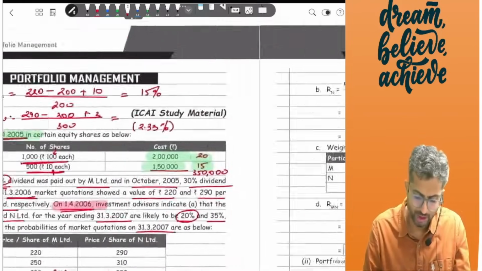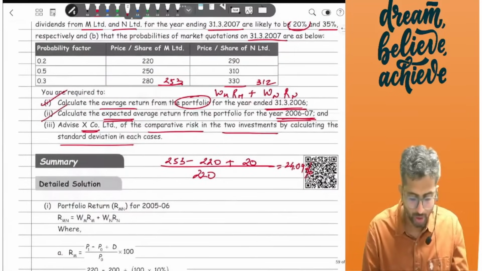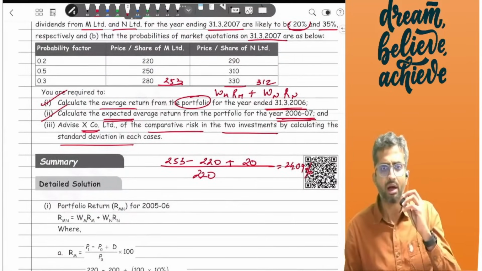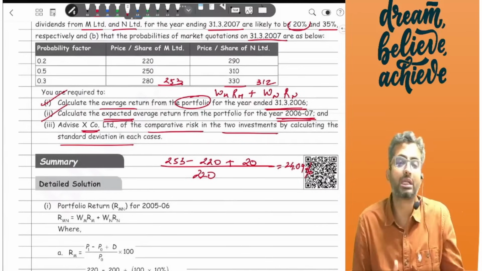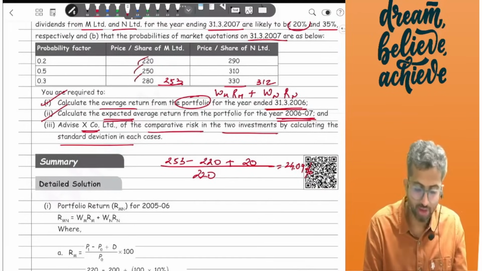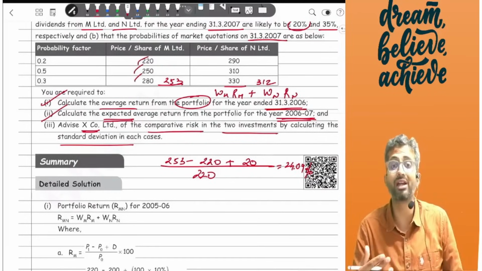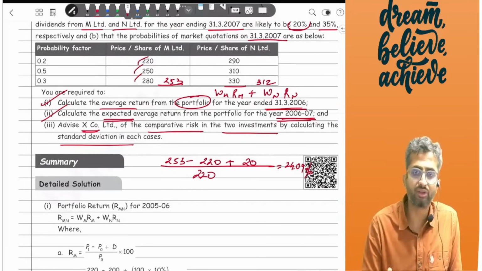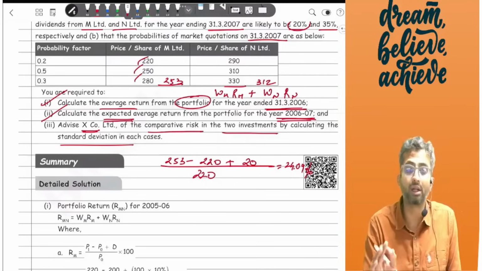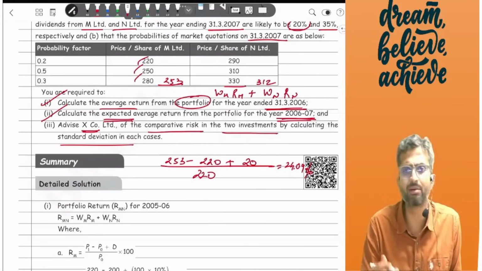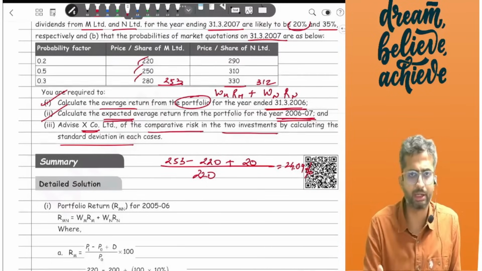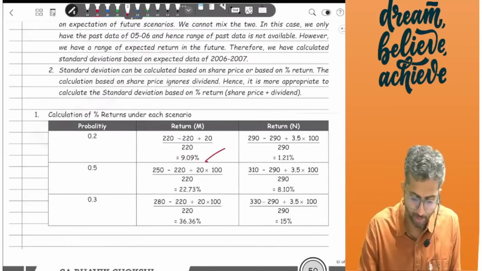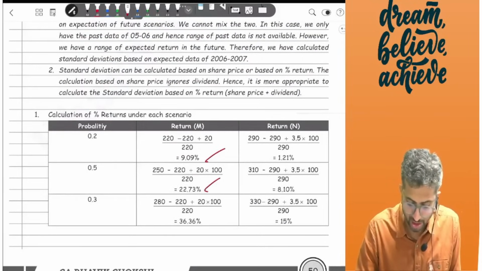Then the last part of the question says you want to find a standard deviation. Now remember, standard deviation requires a series, and a series is not there in 2005-6, it is actually there in 2006-7. There are so many possible values, and hence we will find the deviation based on the data of 2006-7, where you can find the return at each level. So 220 minus 220 plus 20, divided by 220, you will find the return at the first level, 9.09, then the return at the second level, then the return at the third level.